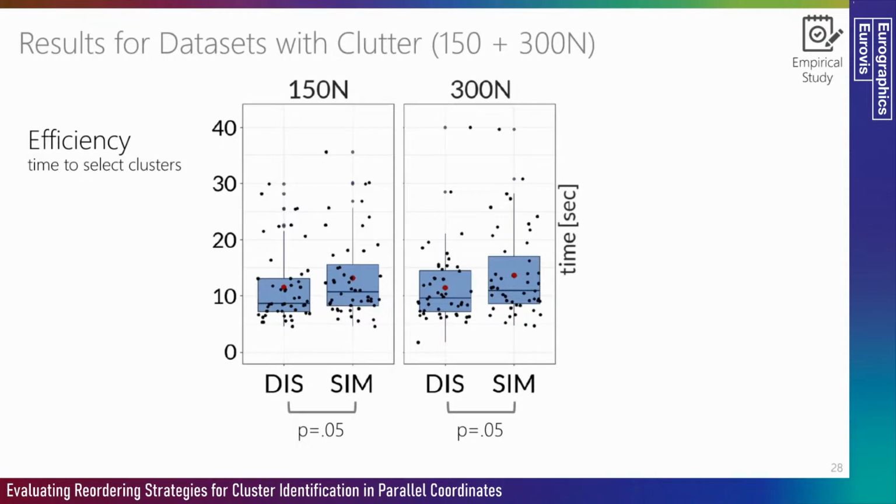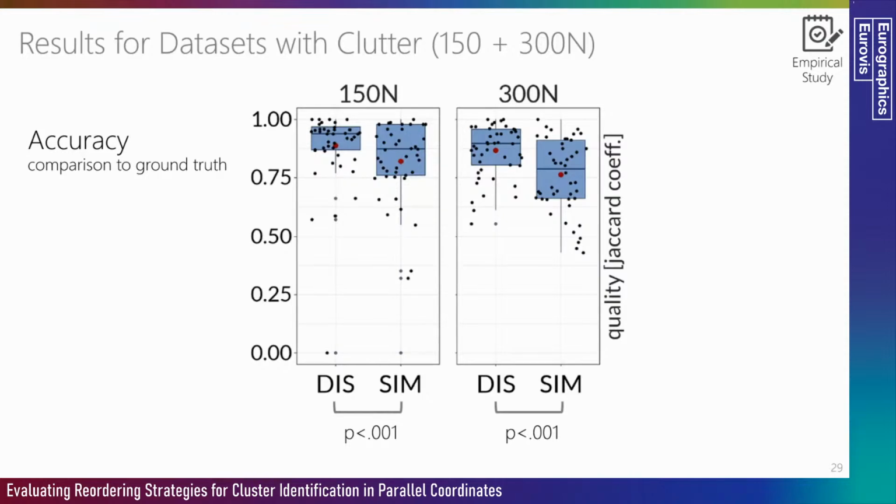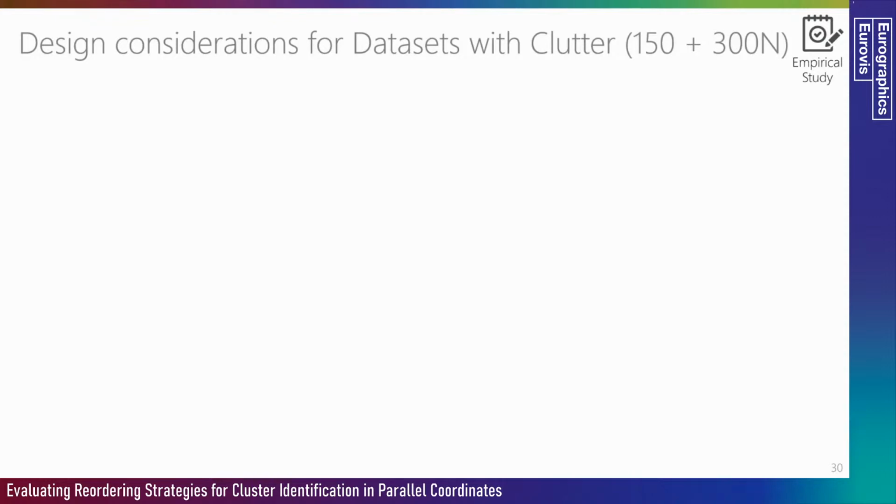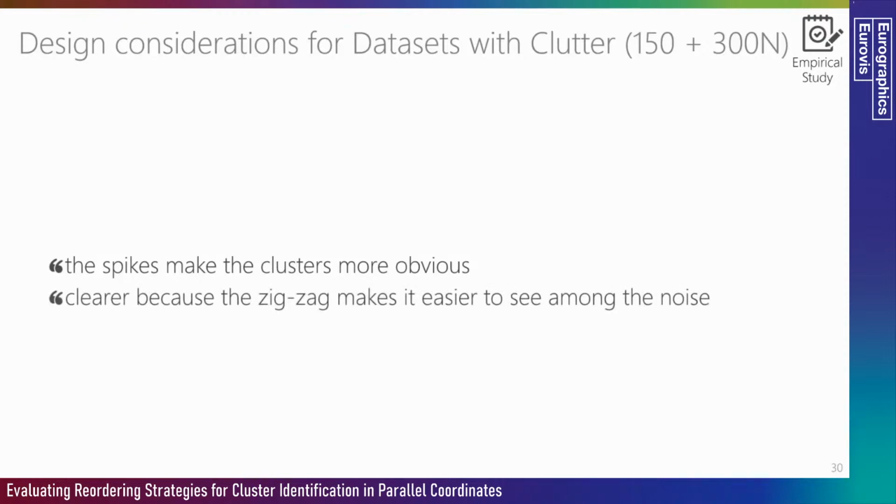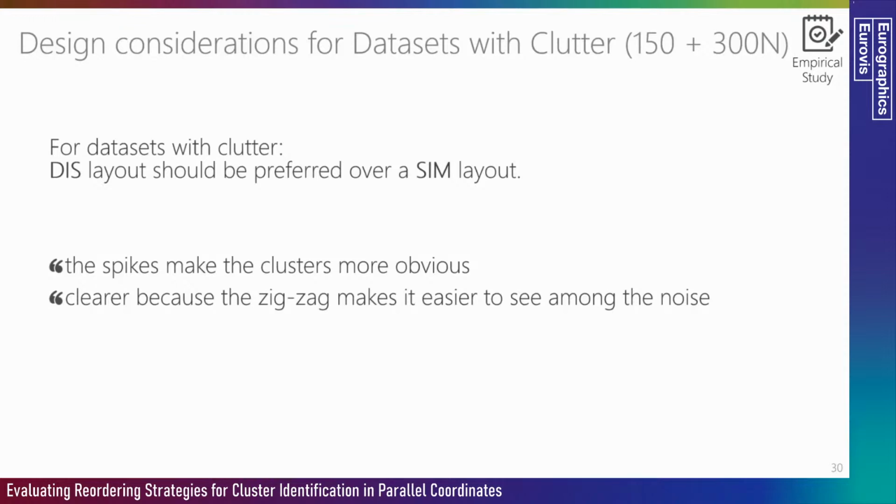For datasets which contain clutter, these similarity-based layouts are faster. However, the results are not significant. In terms of accuracy, the participants performed significantly better using a dissimilarity-based layout for both clutter conditions. The users were also significantly more confident with the dissimilarity-based layout in cluttered datasets. In the qualitative user feedback, they mentioned, for example, that the spikes make the clusters more obvious or clearer because the zigzag makes it easier to see the patterns among the noise. Based on these findings, we derived a second design consideration to prefer dissimilarity-based layouts in cluttered datasets.